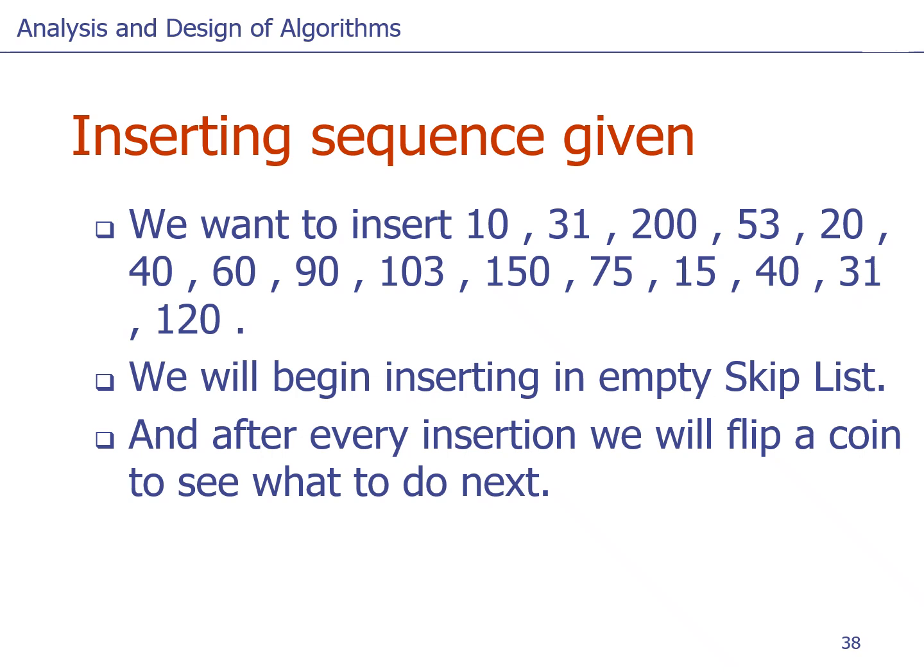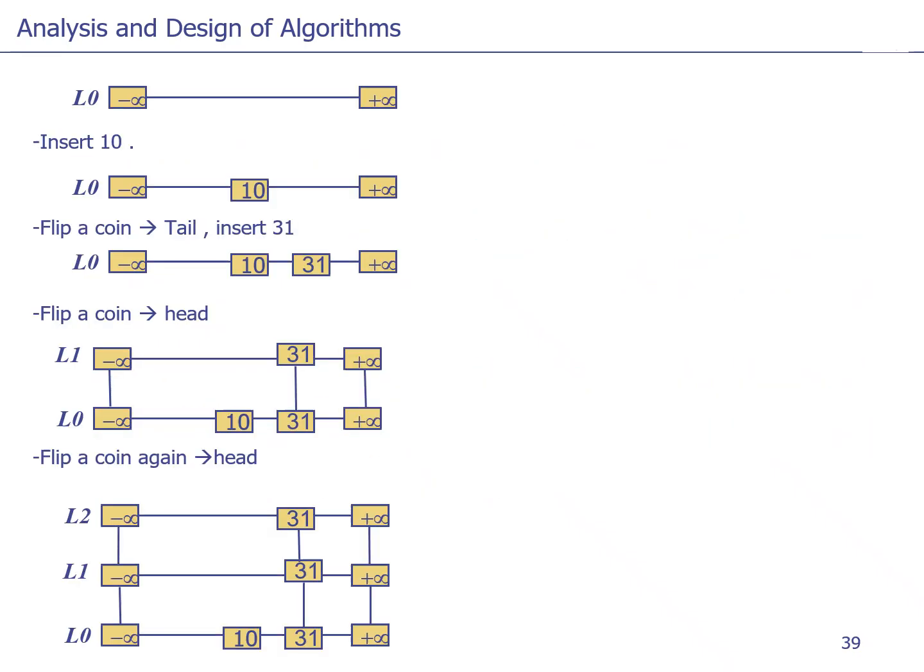Let's insert this sequence: 10, 31, 200, 53, 20, 40, 60, 90, 103, 150, 75, 15, 40, 31, 120, okay? Now again, we're going to see the strategy that we discussed. We're going to flip a coin after every insertion and see what is the impact of the insertion of these items. So this is what you see. We start with an empty linked list and we insert a 10, then we flip a coin, we get a tail, so we're not going to propagate it upward or create a new level.